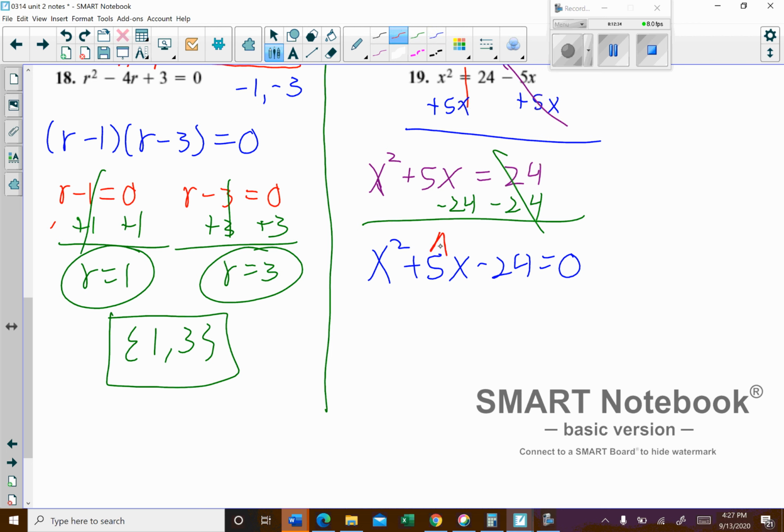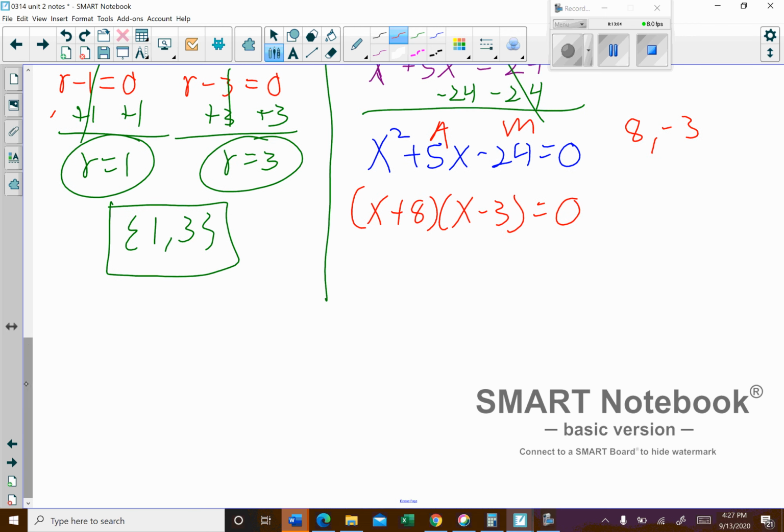Okay, so A&M method, so multiply to give us -24, but add up to 5. So it adds to a positive, but multiplies to a negative. So one's positive, one's negative. I believe, let's see. Guess that's going to be a positive 8 and a -3. Okay, so we'll go ahead and factor that. X plus 8, x minus 3 equals 0. And then we'll take each one of those, set it equal to 0, and solve.